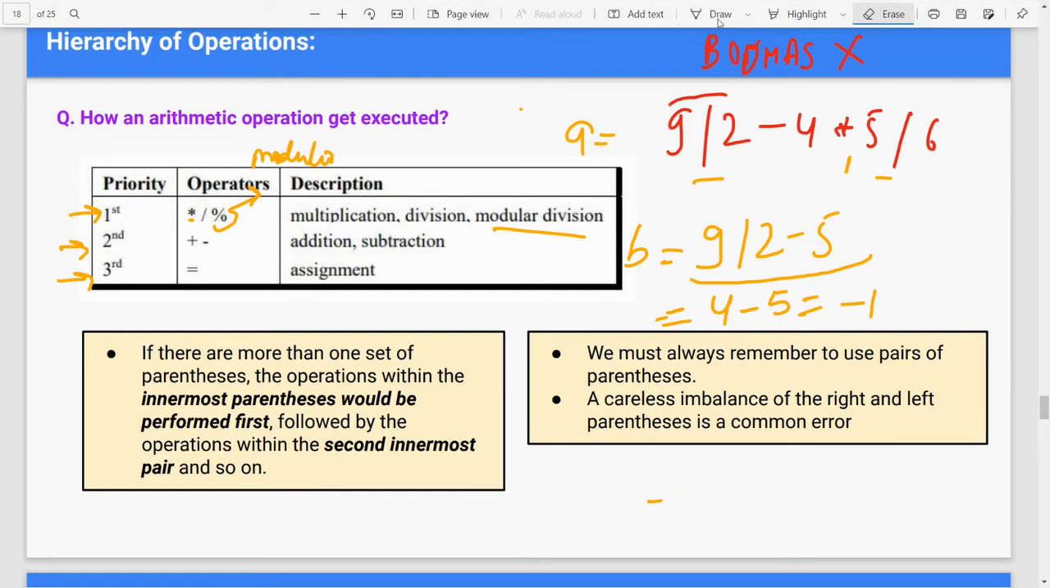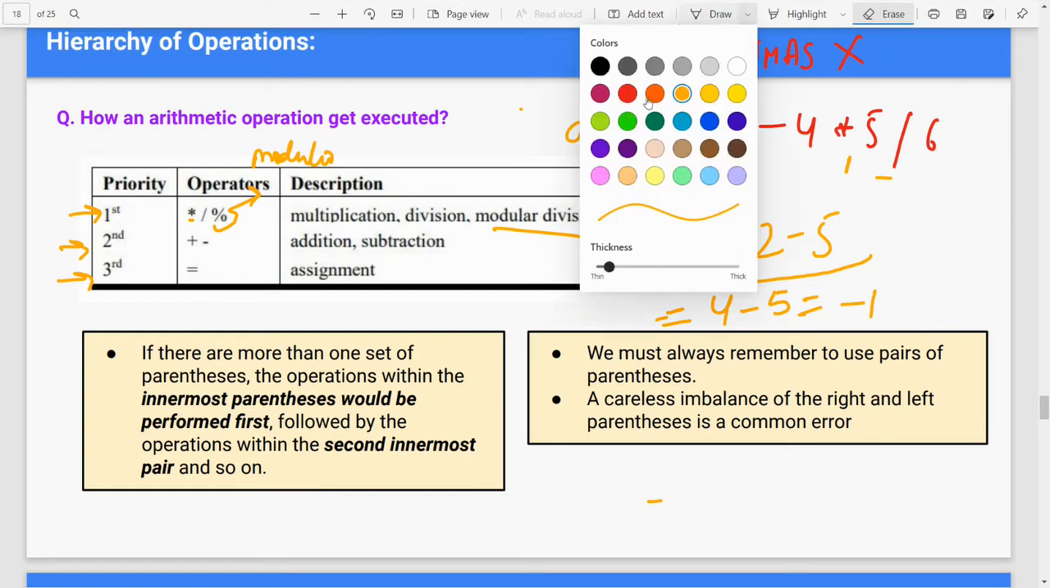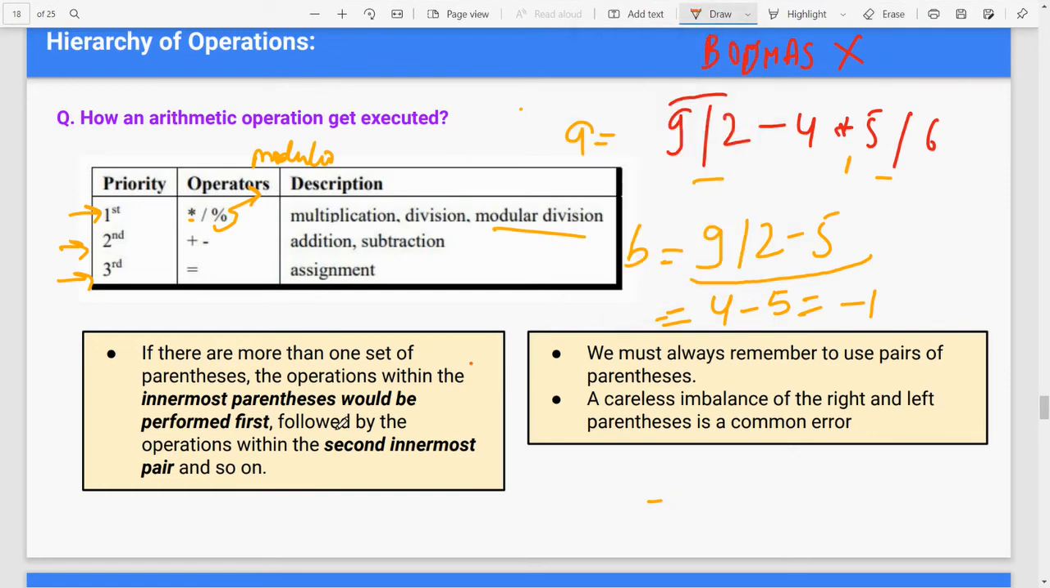Okay, now let's see some rules. Basic rule: if there is more than one set of parentheses, like in mathematics, the parentheses get executed first. That means if there is something like 7 plus 2 divided by 2 modulo 5 minus 7, these particular things will get executed on a priority basis. Whatever is in parentheses, the operation within the innermost parentheses is performed first.